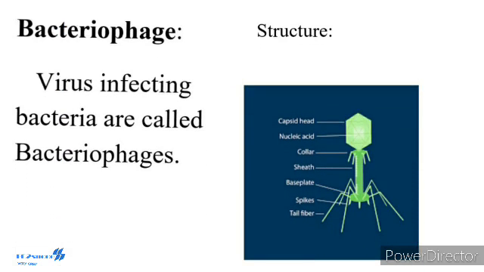Another one, bacteriophage. Viruses infecting bacteria are called bacteriophages. It literally means eaters of bacteria. Phages are abundant in soil, sewage water, fruits, vegetables, and milk. Structure of T4 bacteriophage. The T4 bacteriophage is tadpole-shaped and consists of head, collar, tail, base plate, and fibers.